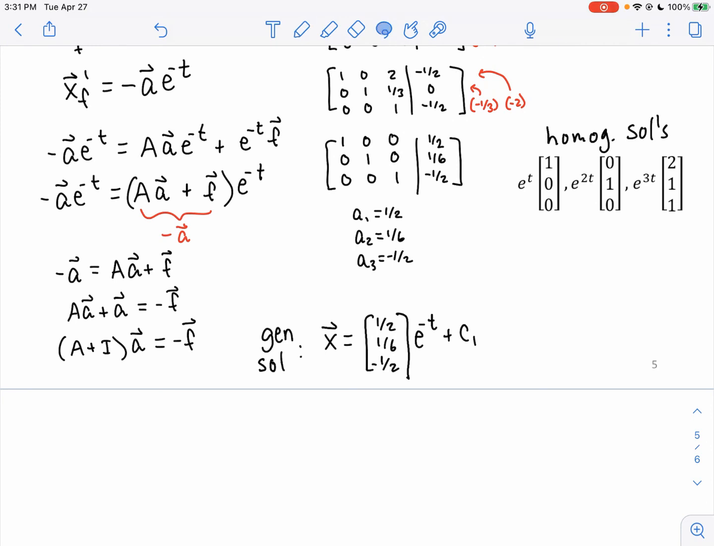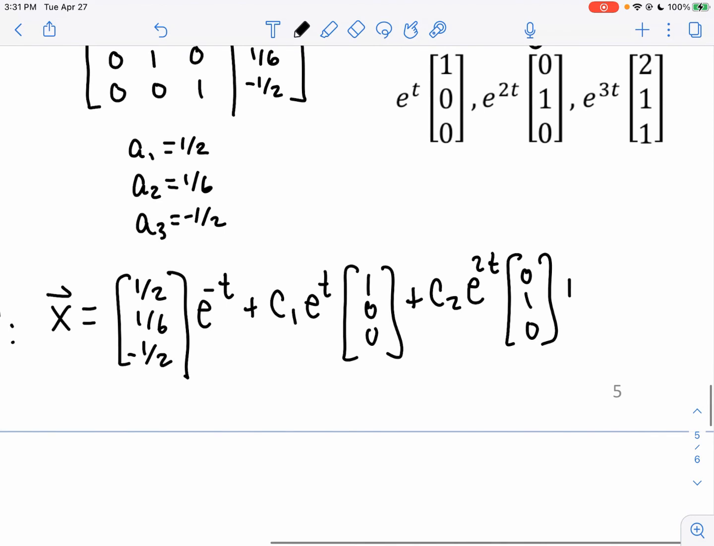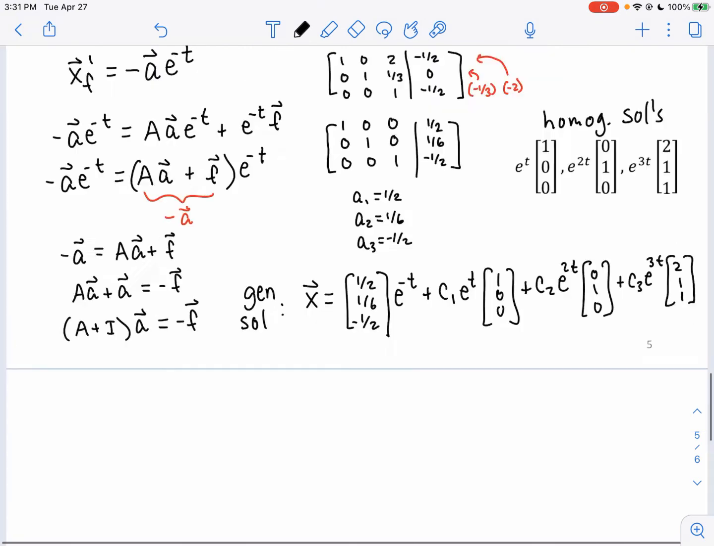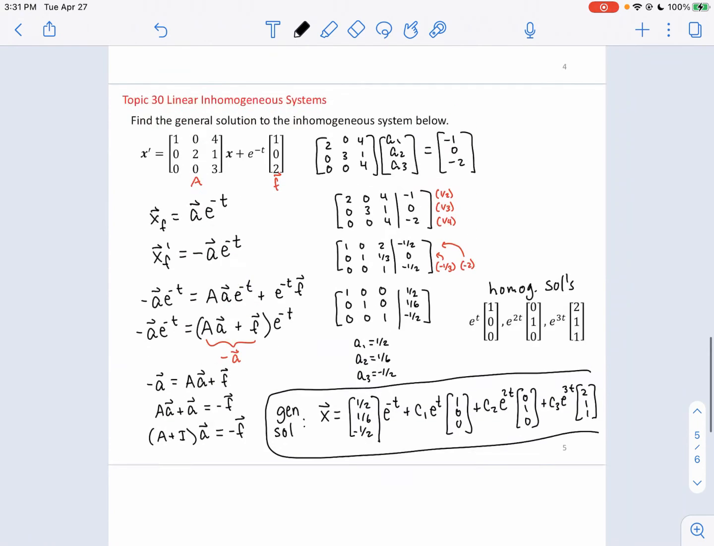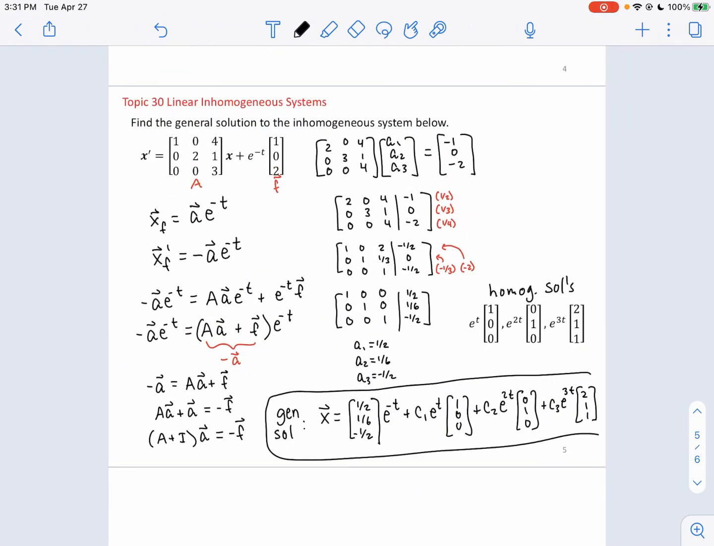And now we're just going to go through these homogeneous solutions one at a time. So some constant times e to the t times 1, 0, 0, plus some constant times e to the 2t times 0, 1, 0, and then plus a third constant, c3, times e to the 3t times our vector 2, 1, 1. And there it is. There is our general solution to this inhomogeneous linear system of equations. And that wraps up topic 30.